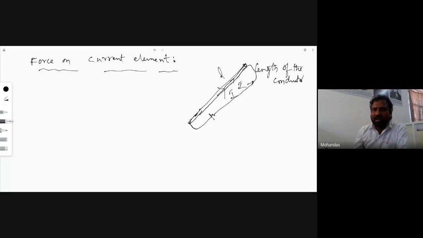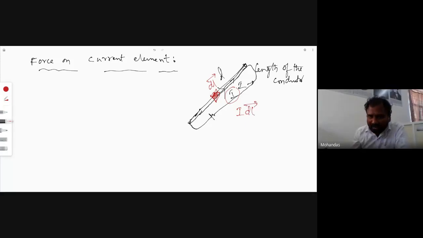And here, instead of taking the total length L, I am taking a differential length. The current is flowing through this differential length dl. Then how do we write the current element here? Everybody knows that; we discussed it in the third unit. The current element is I into dl, a differential current element.